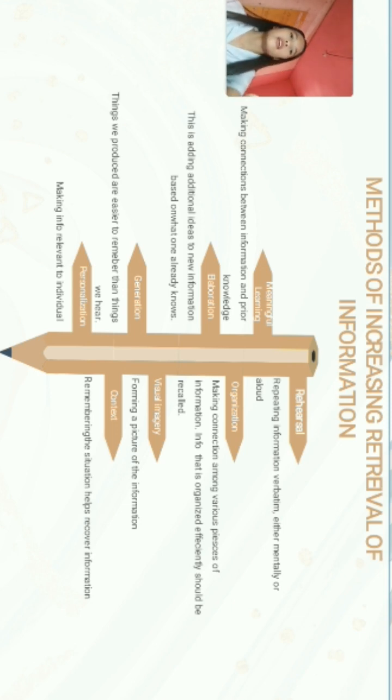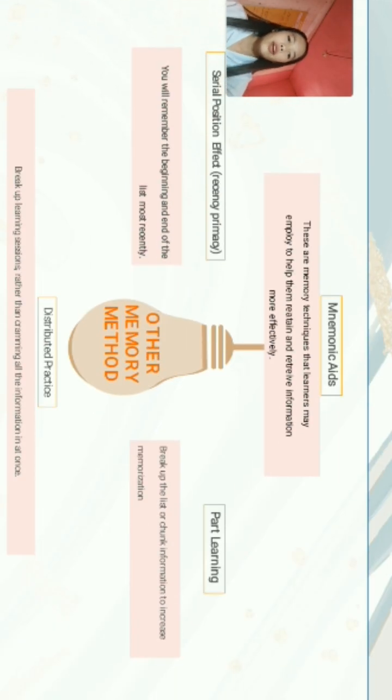So next let's go on to the other memory methods. First we have the serial position effect: recency and primacy. You will remember the beginning and end of the list most. It happens when a person recalls the first and the last items in the list rather than the middle.